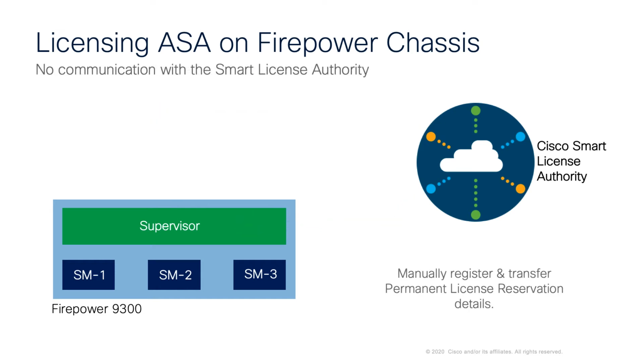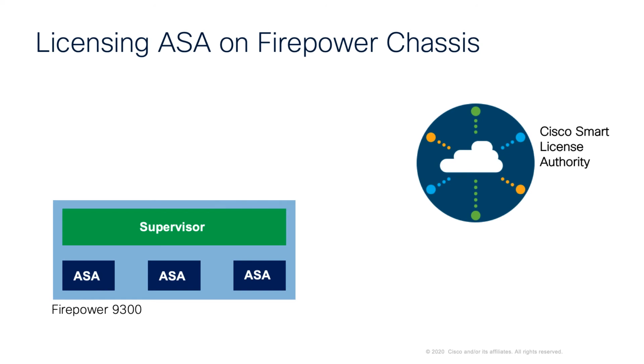The other option, as I said before, is to manually register and transfer permanent license reservation details. So that's when it's not possible to communicate either directly or via a satellite server. In this case, we get a reservation request code. We send that up to the smart software portal. We generate an authorization code, and that authorization code is placed back onto the device.